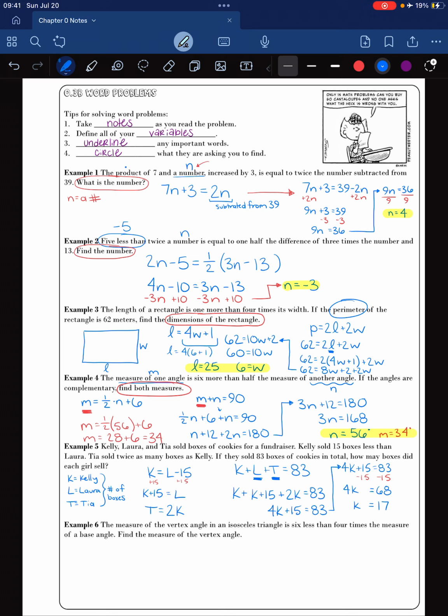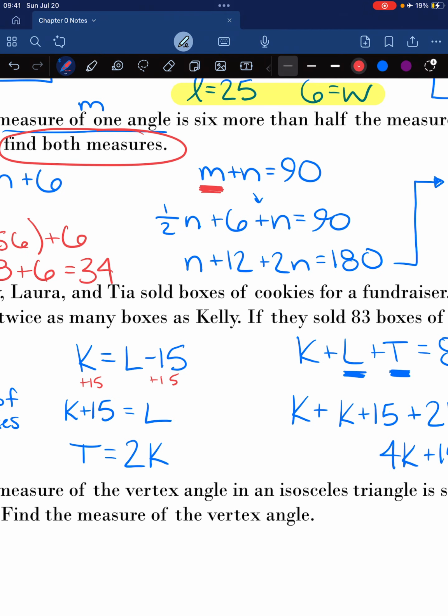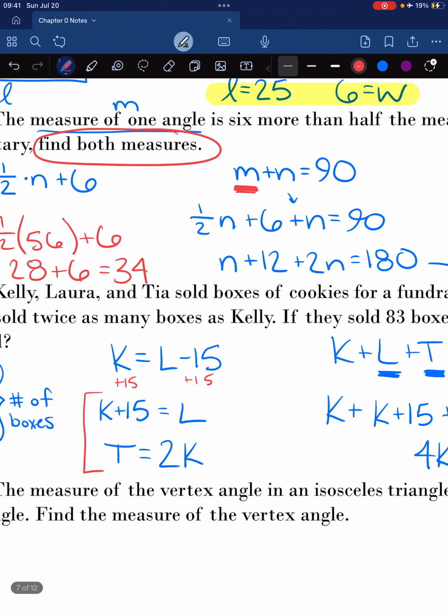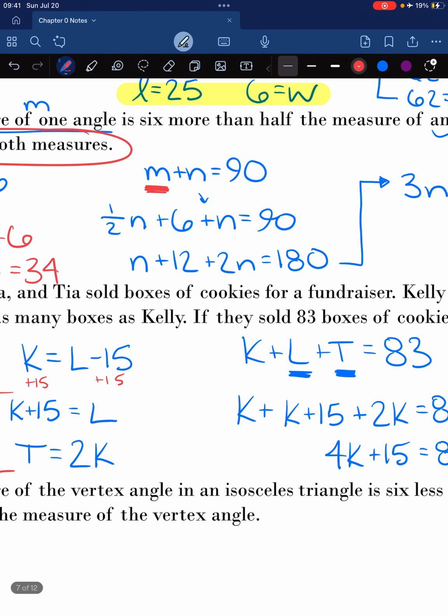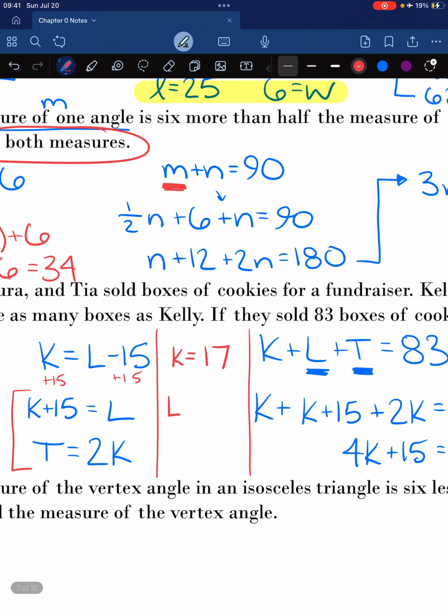Returning, it asks how many boxes did each girl sell. So I'm not just trying to figure out Kelly, I'm trying to find out Laura and Tia too. So I can go ahead and use these two equations over here. I'm going to make a little column for my answers. Kelly sold, I'm sorry, did I say 15? I meant 17. I was looking at that 15 right there. Kelly sold 17. Then I add 15 to that for Laura, so Laura equals 32, I believe. And then Tia is 2 times that, so Tia is going to be 34.